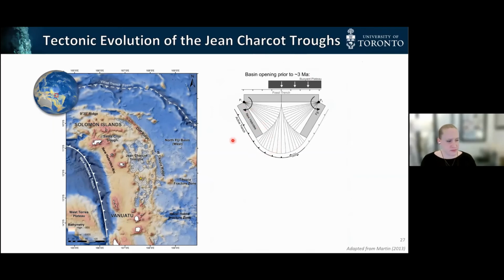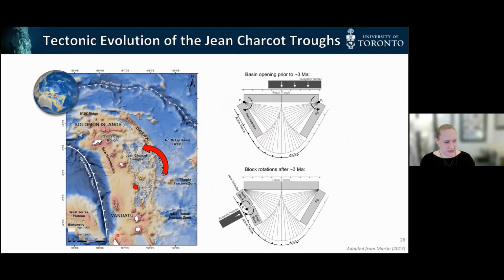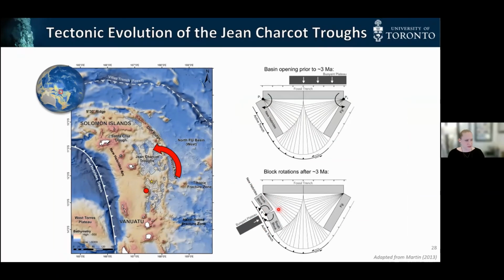This is from Martin in 2013. But then again, we had this collision with this D'Entrecasteaux Ridge, this buoyant plateau. So in the south, we already looked at the implications of that, but along this northern block, it's basically caused the rotation of the block to switch directions.